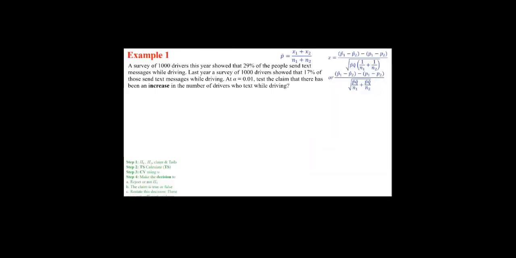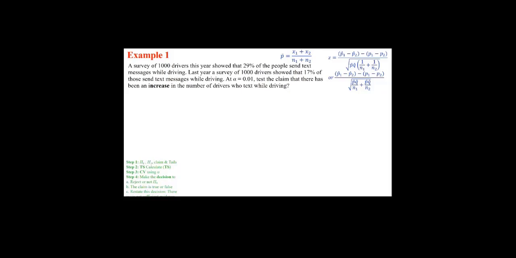All right. So now, here's an example. A survey of 1,000 drivers this year showed that 29% of the people send text messages while driving. Last year, a survey of 1,000 drivers showed that 17% of those send text messages while driving. At alpha equals 0.01, test the claim that there has been an increase in the number of drivers who text while driving.